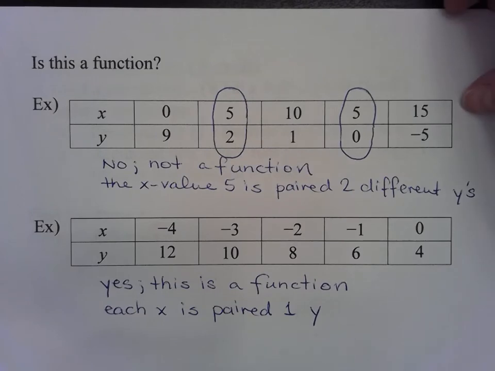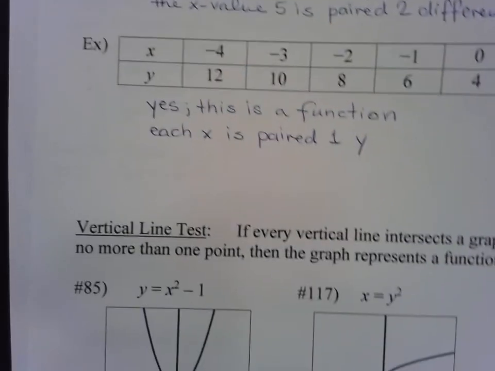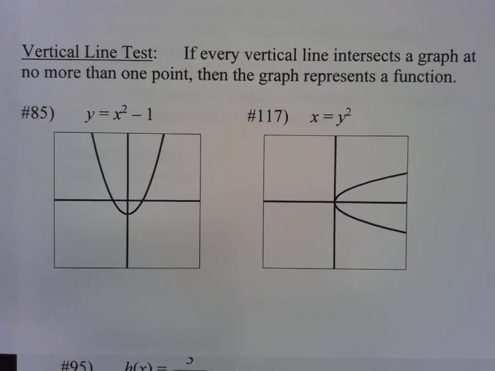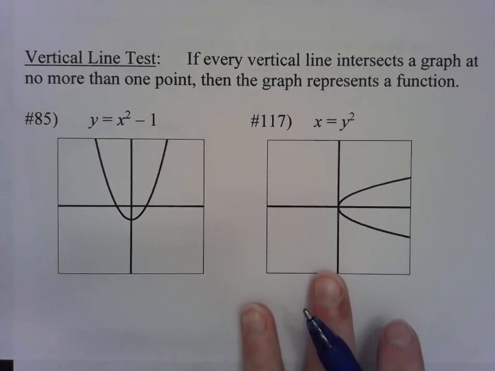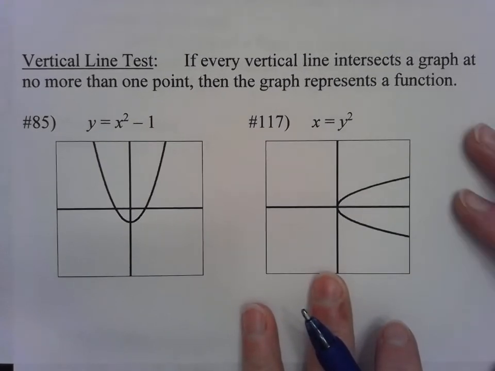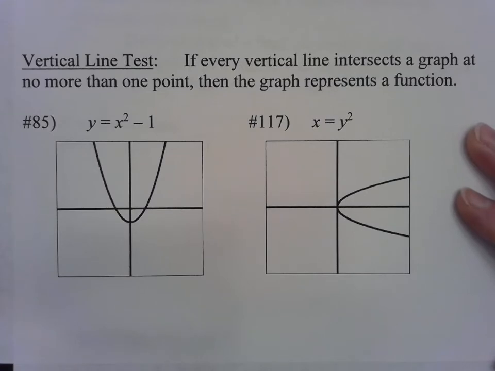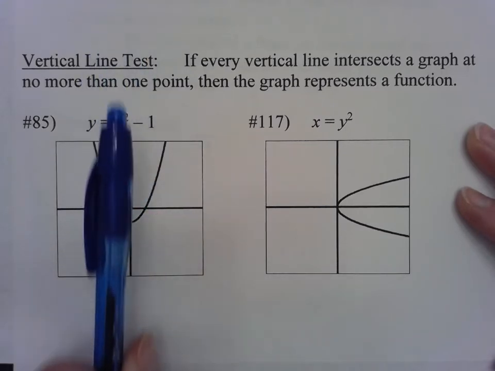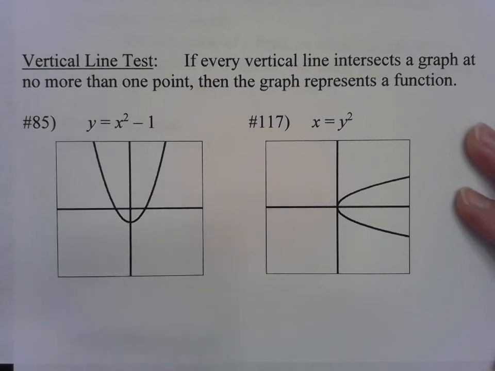Okay, so this is how we would identify a function using a table. What if we wanted to decide if a graph was representing a function? Let's look at that. To decide with a graph, same question, right? Is this a function? We use something called the vertical line test. Some people call it the pencil test. Vertical would be up and down, like vertical blinds in your windows. If every vertical line intersects a graph at no more than 1 point, then the graph represents a function.